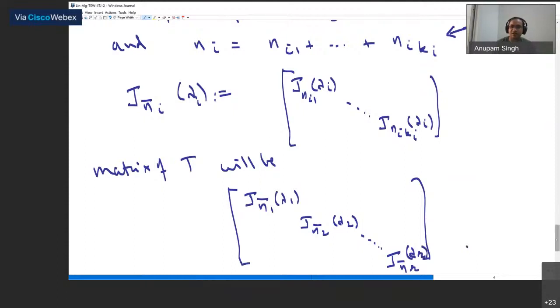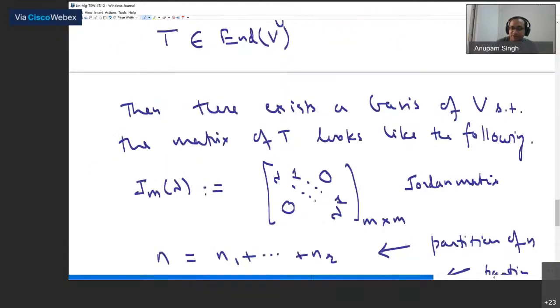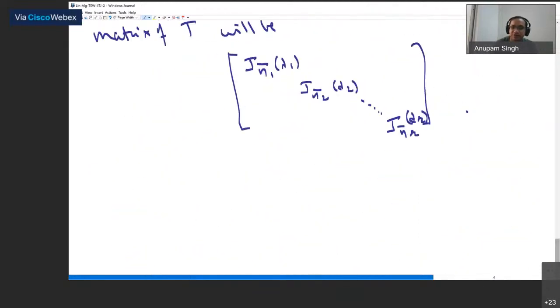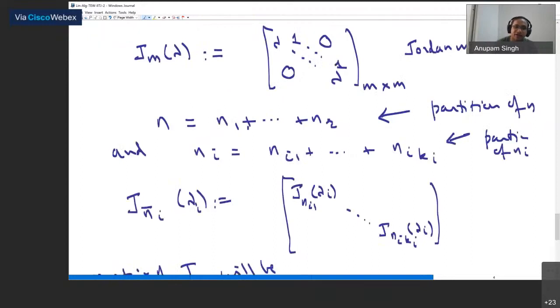So let's take a look at this statement. This is quite interesting, and sometimes it's also confusing. Sometimes I have seen students miss this part, saying that they think that there is a partition of n into n1 up to nr, and that's it. Then you take the Jordan block for n1, Jordan block for n2, Jordan block for nr. That's not correct. You have to say that first there is a partition of n, and these n1, n2, nr correspond to different eigenvalues, right? So there are r different eigenvalues.